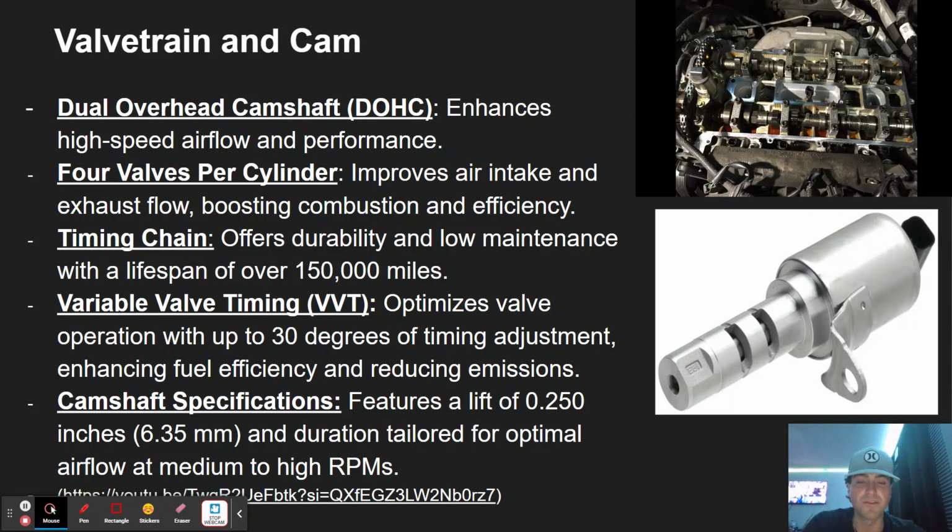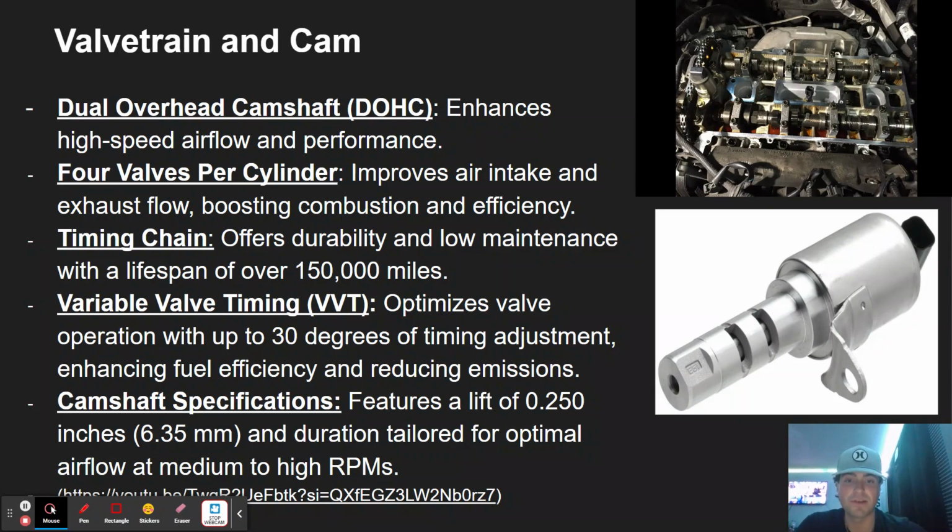The DOHC setup in this engine features 4 valves per cylinder, 2 for the intake and 2 for the exhaust. This arrangement significantly improves the engine's ability to breathe by increasing the volume of air intake and the efficiency of exhaust gases expulsion. More air coming in and going out means better combustion, and consequently, higher efficiency and power output.